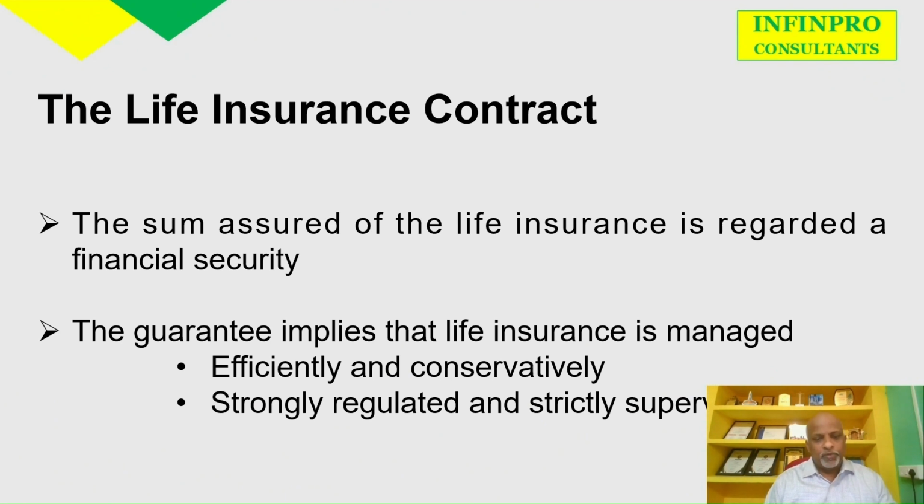There is a mention about the sum insured, there is a mention about the guarantees given in the product. So what are the guarantees? For instance, if the life insurance company gives a guarantee that a sum assured will be paid to the nominee due to uncertain death of the policy holder, that will be honored by the life insurance company when there is a death of the policy holder. The regulatory body is very strong, and a strict supervision exists to make sure such guarantees are honored by the life insurance company.